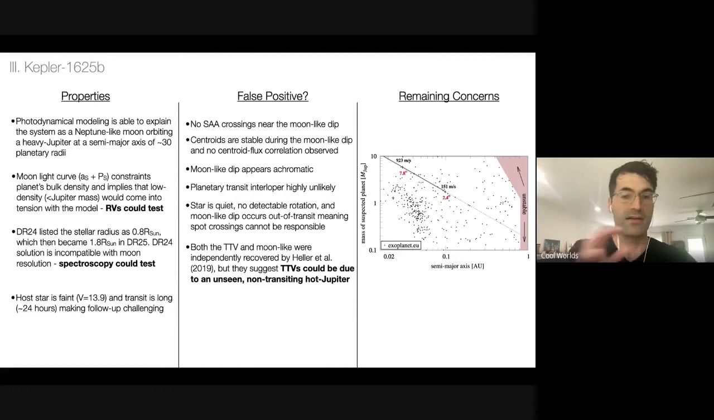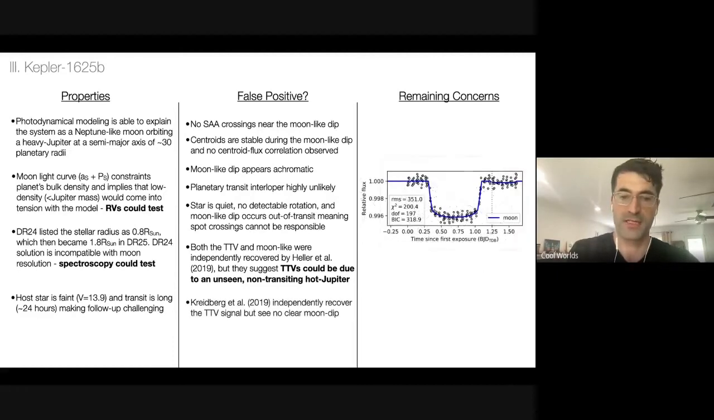So again, another good reason why we should follow this up with RVs. Laura Kreidberg and her colleagues independently went after this. They, like René Heller, independently recovered the TTV signal. Heller does see the moon dip, but Kreidberg does not. So that's two of us that see the moon dip, one who doesn't. The moon dip is kind of there, but it's significantly attenuated, as you can see here.